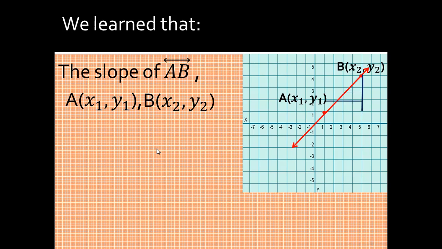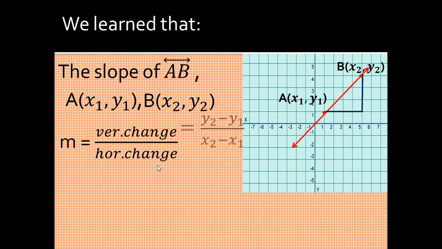We have an important rule. All you have to do is find the difference between y coordinates, or the second projection, over the difference between the first projection, or x coordinates: y2 minus y1 over x2 minus x1. Or we can say y1 minus y2 over x1 minus x2.